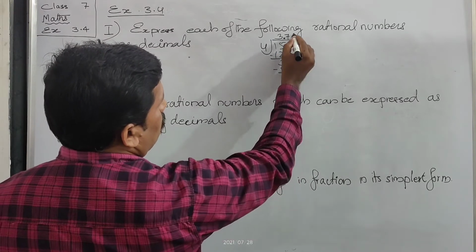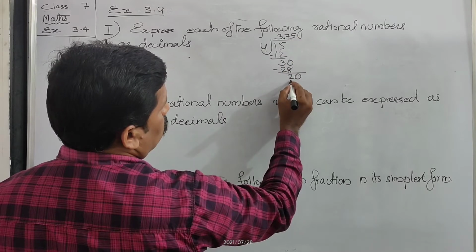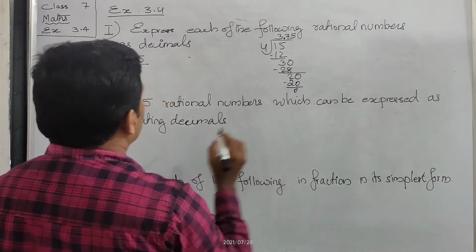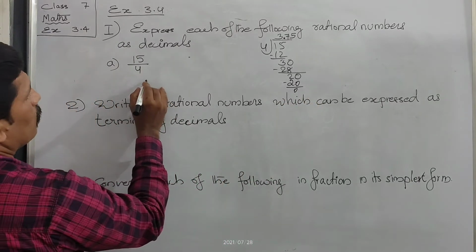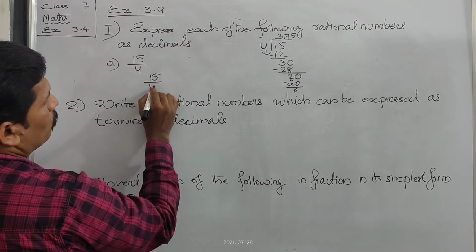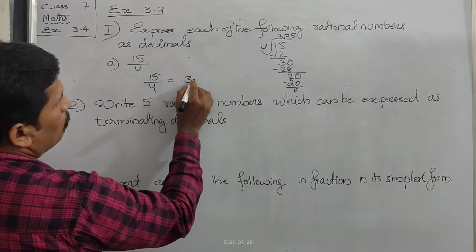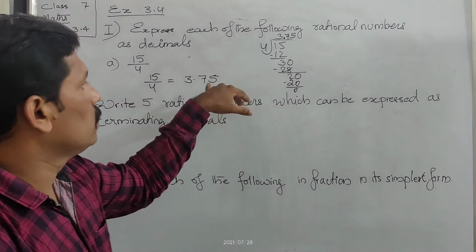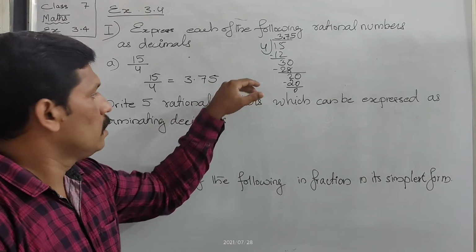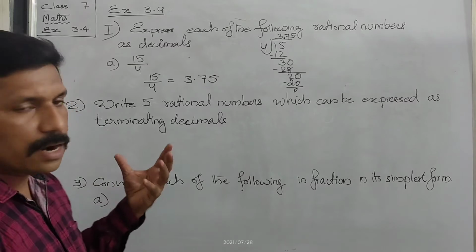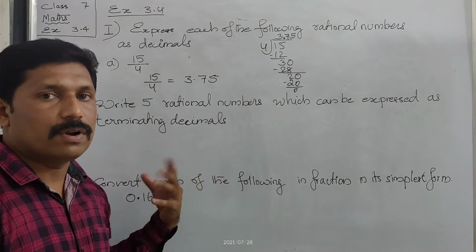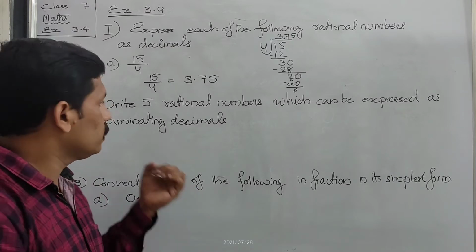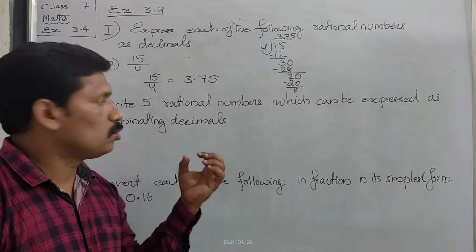And then 20, how many times? 5 times. 4 5s are 20. Remainder 0. So here we can write 15 upon 4 is equal to 3.75. Here we got 0, that means it is a terminating decimal. Then second question, there are some other questions. That is homework for you. Already many examples we have solved. I think you caught on to how to solve it.